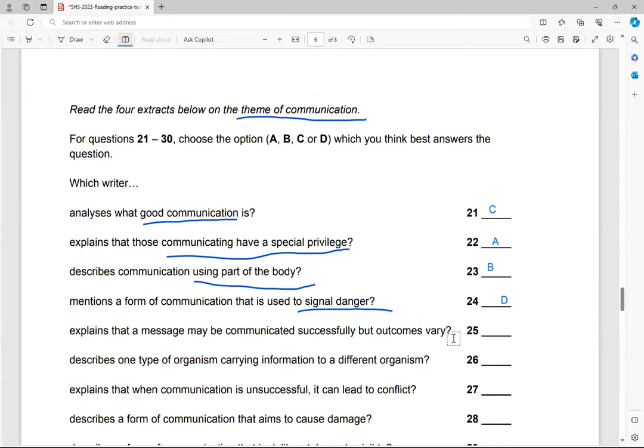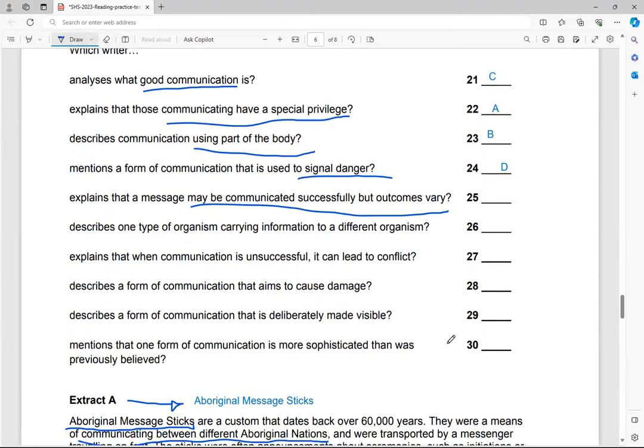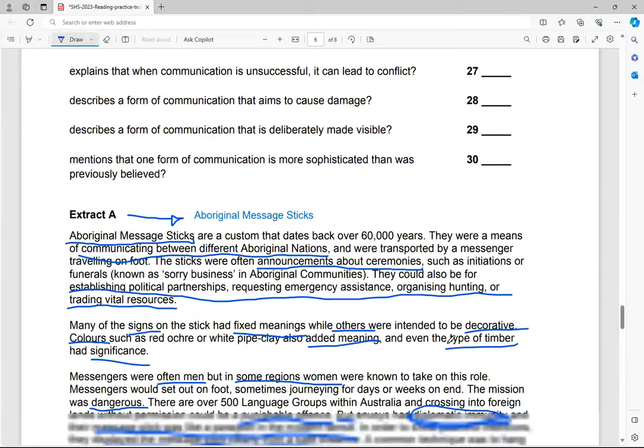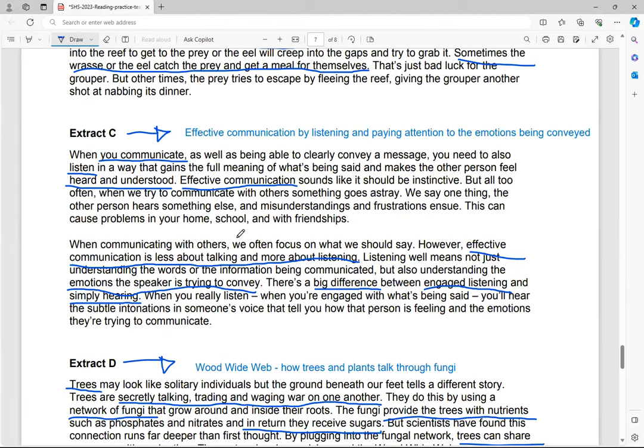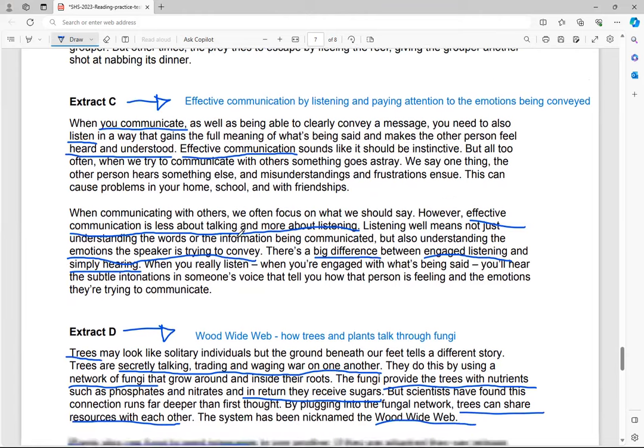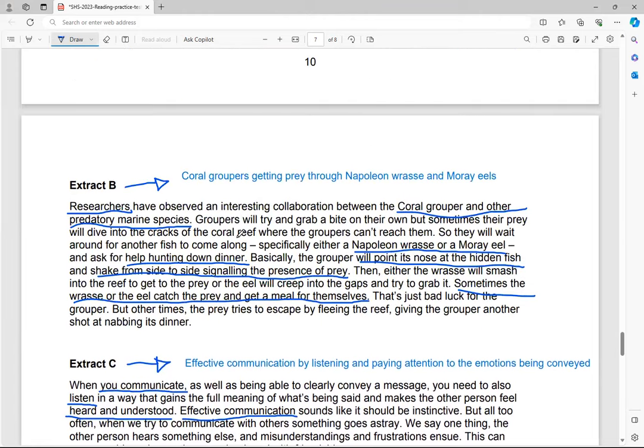Which writer explains that a message may be communicated successfully, but outcomes vary? You might think that it's Extract C because it talks about effective communication and how there can be different types, but it's actually not, because Extract C doesn't have varying outcomes. It talks about varying methods of communication. Instead, the answer is Extract B, because Extract B talks about how you can communicate successfully.